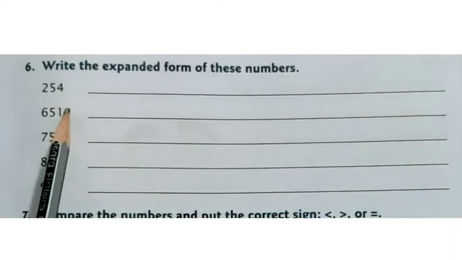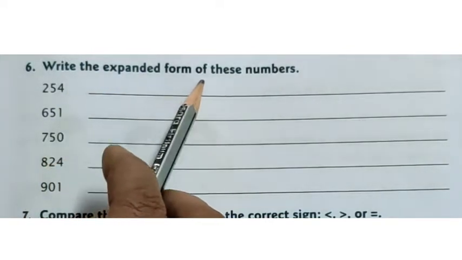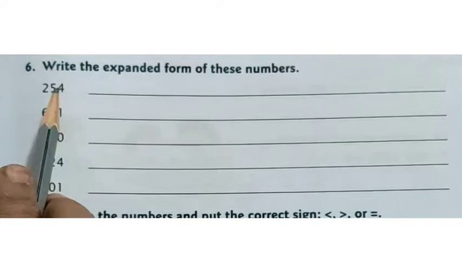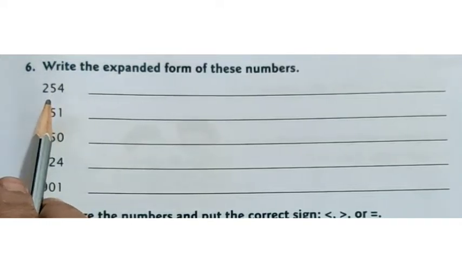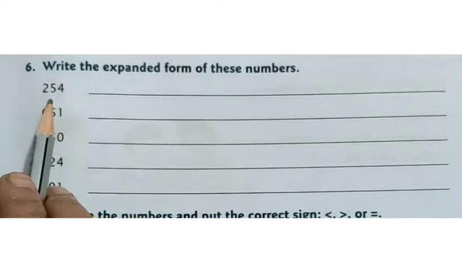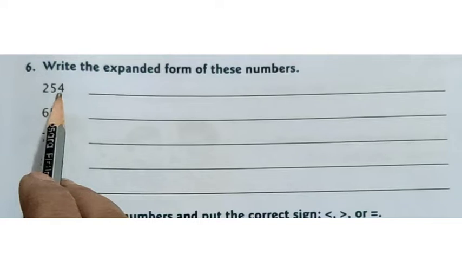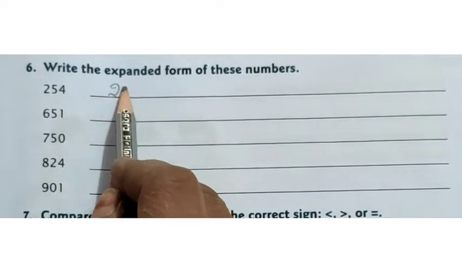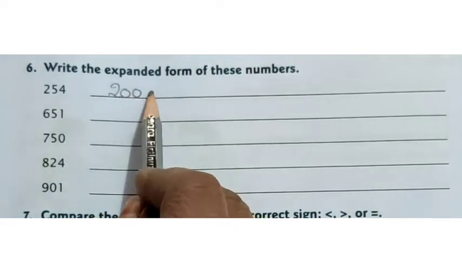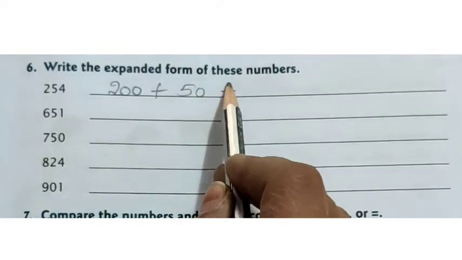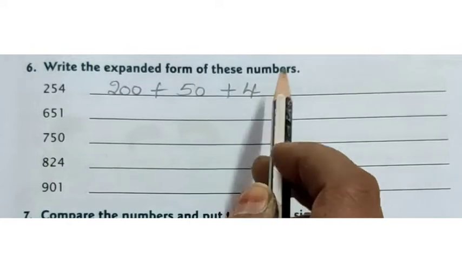Now let's move on to the sixth question, that is write the expanded form of these numbers. The first number is 254. See how you pronounce, how you tell the numbers, the same thing you have to write down. You have to write down the place value of each digit. That is called as the expanded form. Here 2 is in hundreds place. We write it as 200 plus, and 5 is in tens place. Write it as 50, and 4 is in ones place. Write 4 as it is.